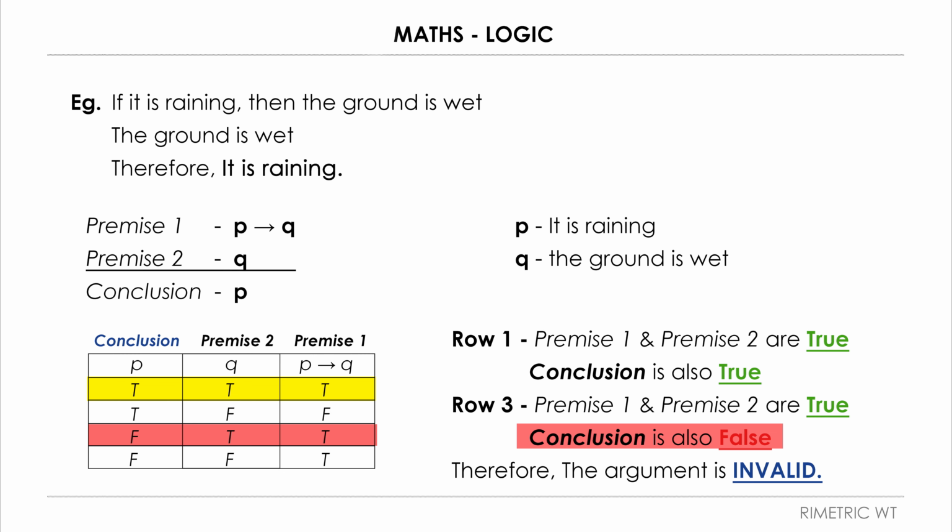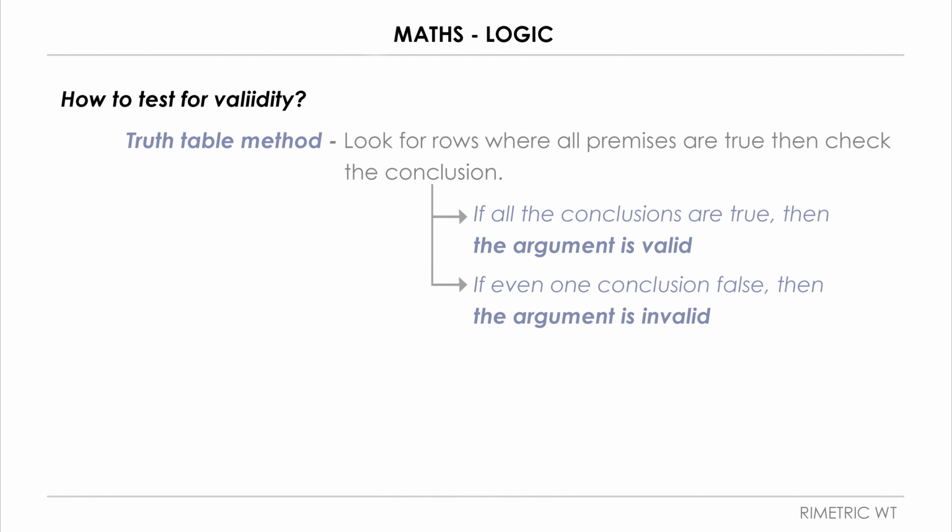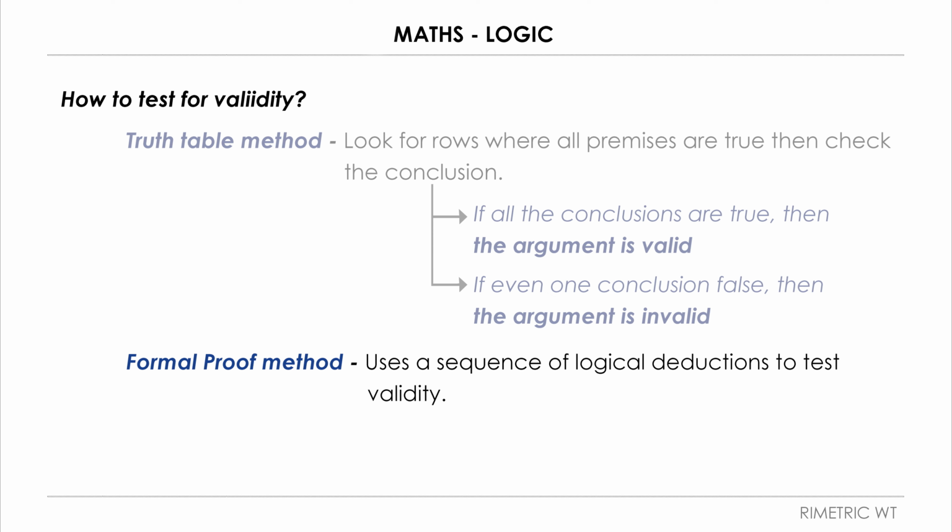However, as we add more variables, like P, Q, R, and S, the number of rows doubles every time. A table with 5 variables, for instance, would have 32 rows. This is where the truth table method becomes impractical. This limitation naturally leads us to the formal proof method. Instead of examining every possible case on a truth table, we establish validity through a sequence of logical deductions.